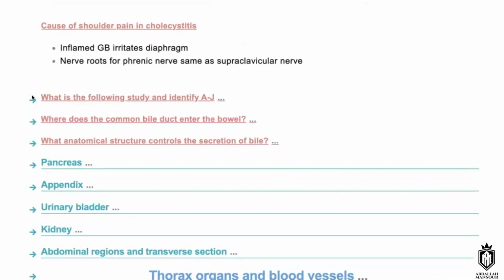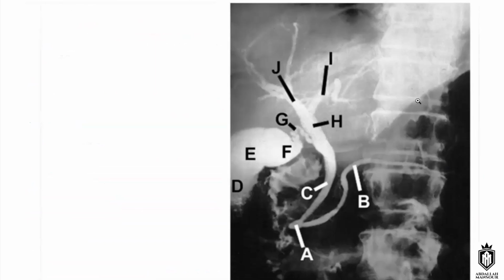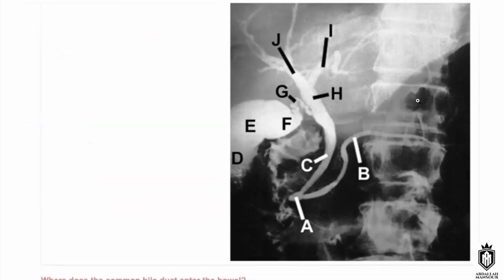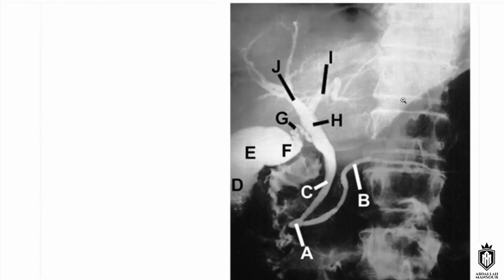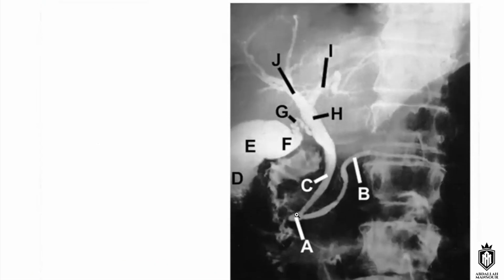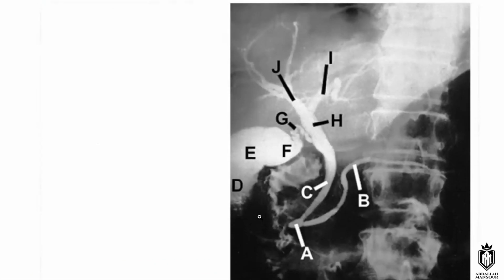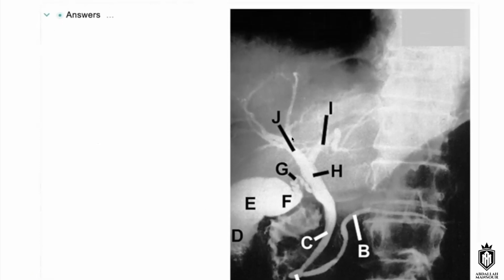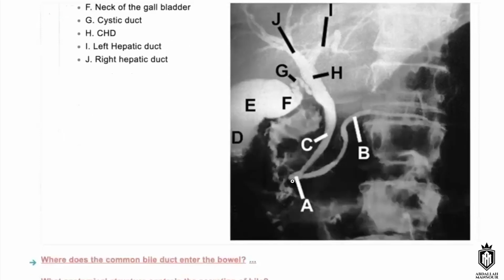All right. So we've done a study here to identify the structures of the biliary tree. What is this study called? It's an endoscopic retrograde cholangiopancreatography. Okay. What is B? It is the pancreatic duct. What is C? Common bile duct. G? The cystic duct. H? Common hepatic duct. And A? The duodenal papilla, or ampulla of Vater? Ampulla of Vater, right? So A is the ampulla of Vater.